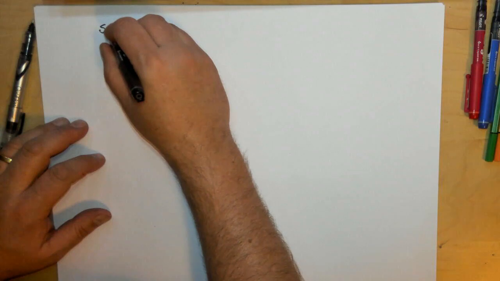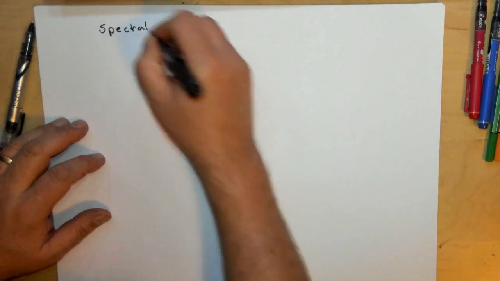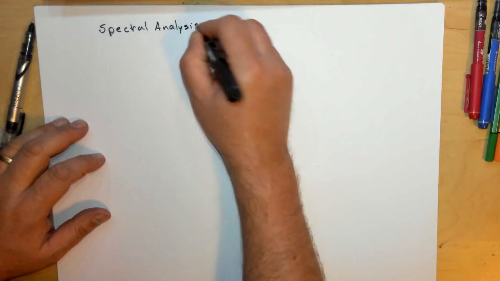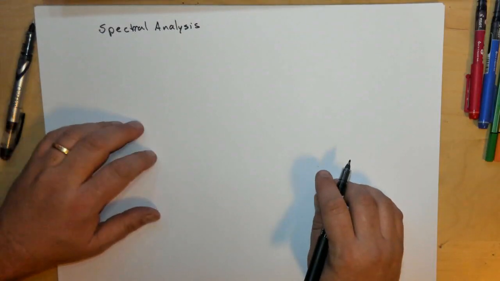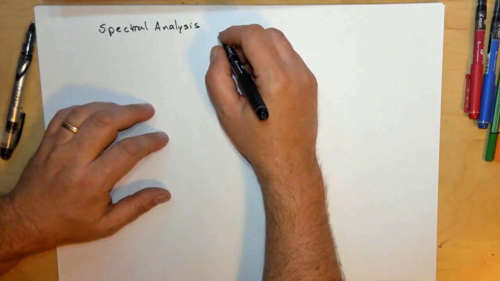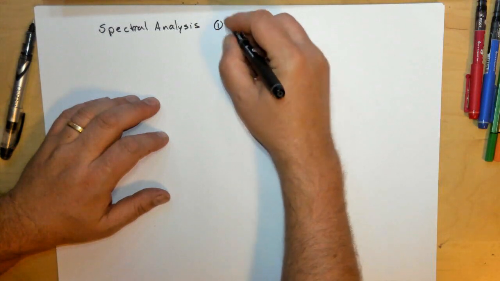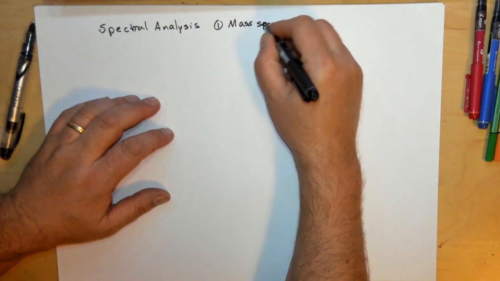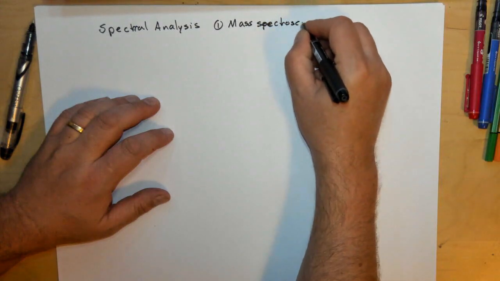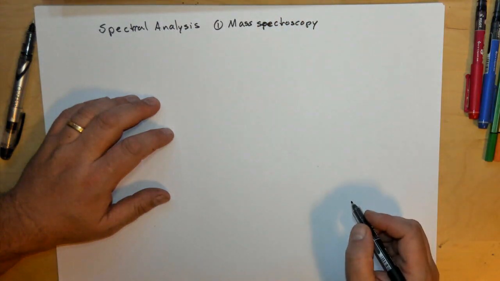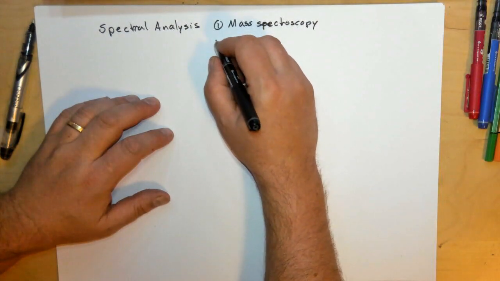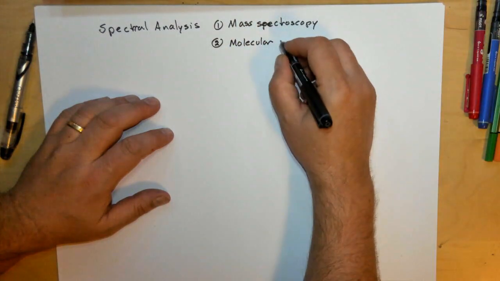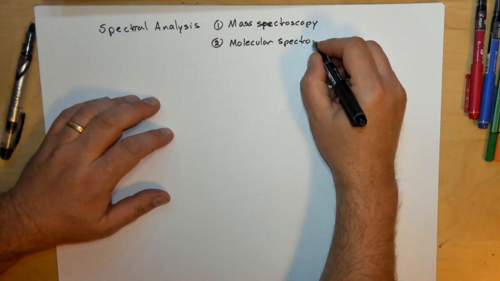So today I'm going to be discussing an analytic tool called spectral analysis. And we're going to talk about two different types. One, mass spectroscopy, and the other one is going to be molecular spectroscopy.